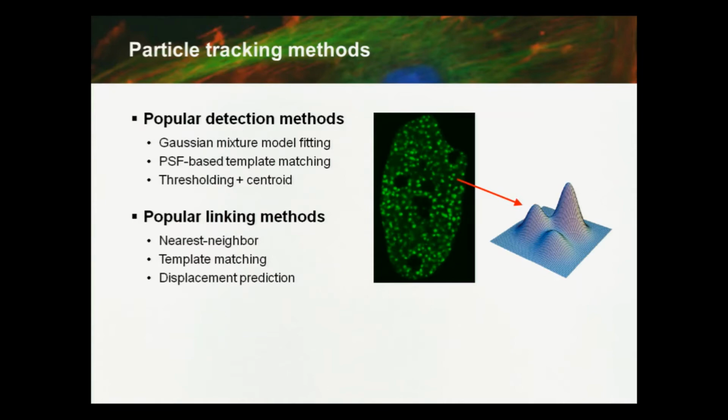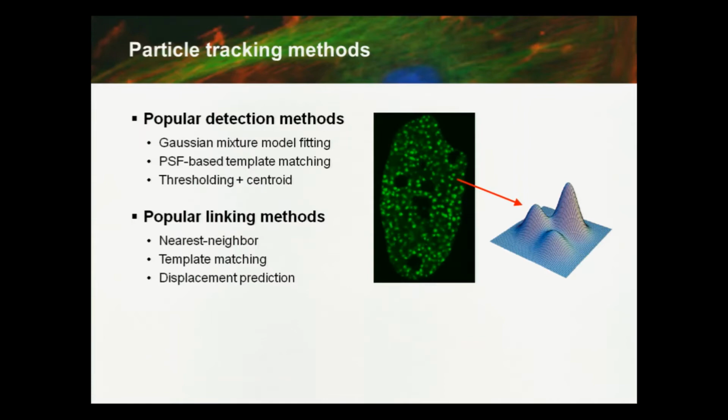Or people use template matching sometimes, which then becomes a local registration problem. You take a patch of image information and you try to find that same patch in the next frame using, for example, a correlation. And many methods more and more these days also use some kind of prediction, motion models to predict, based on the past information, where the particle will be in the next frame.